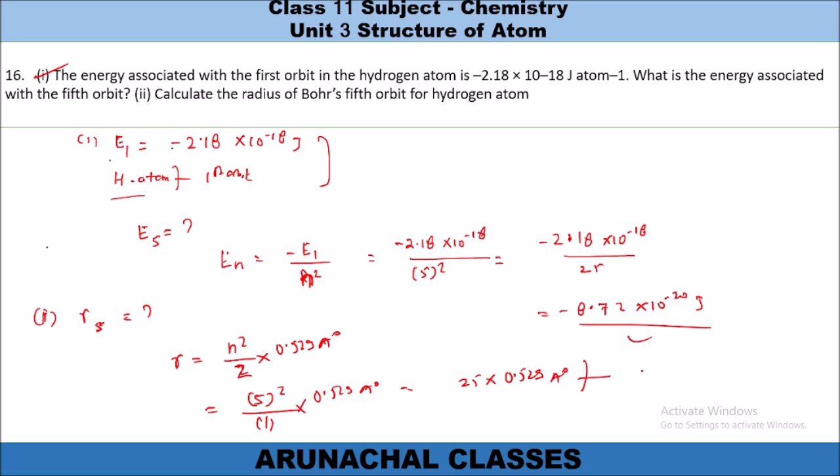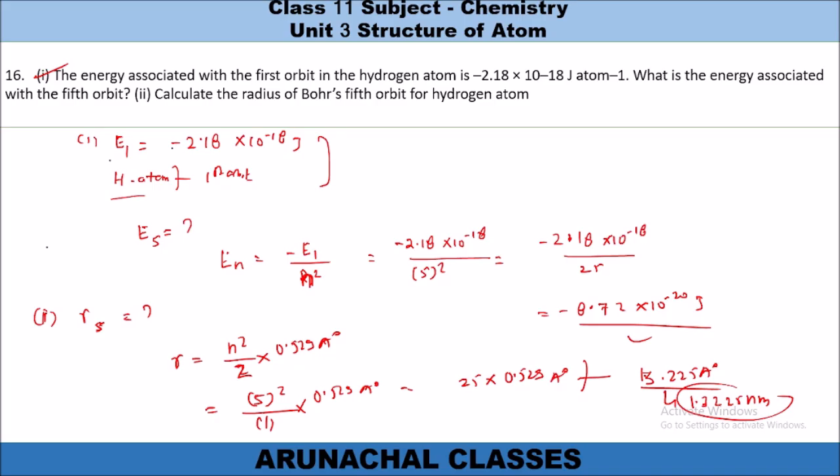Now we can convert into meter. First of all I will multiply, it will be 13.225 angstrom. We can convert into meter, it will be 1.3225 nanometer. So we have converted the value in nanometer also. So this is how we are solving this question.